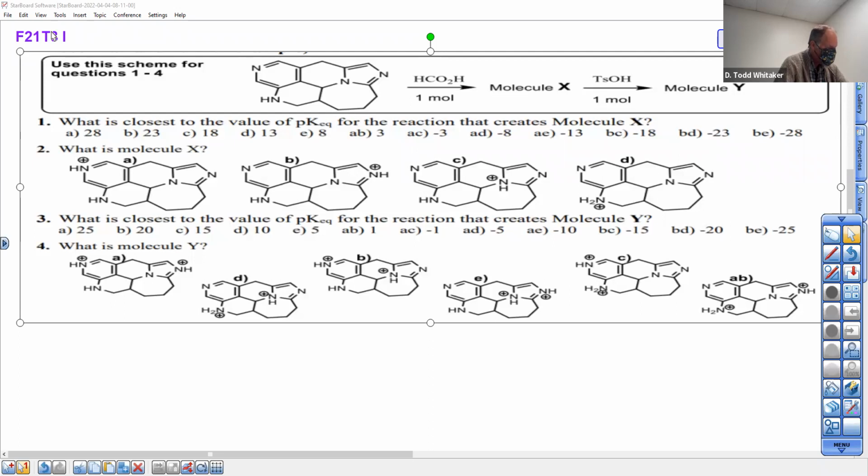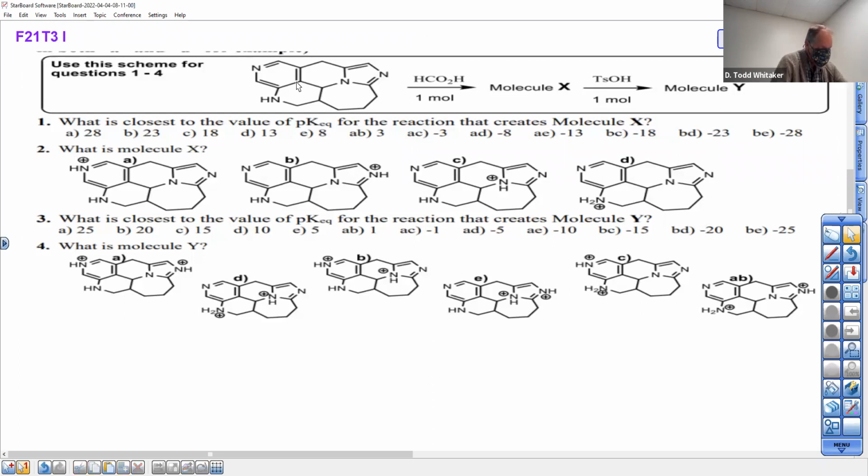Greetings, everybody. We've had a request to do the first four multiple choice questions from Fall 21, Test 3, Part 1. We've got this big old molecule with a lot of nitrogens in it. We're supposed to know the basicity of nitrogens.